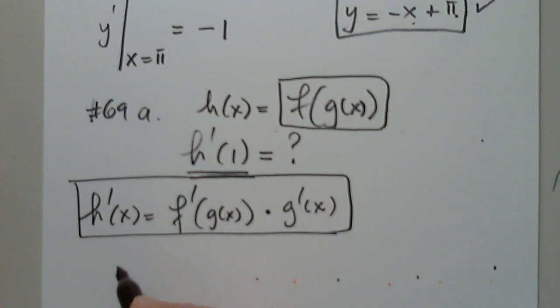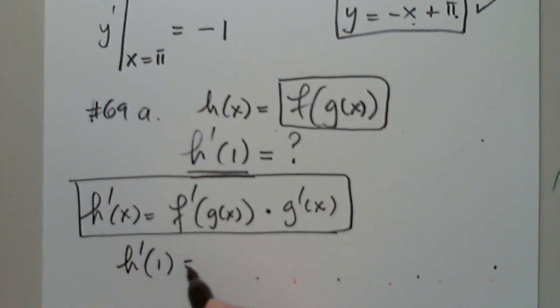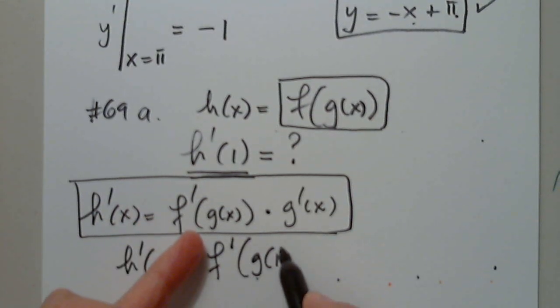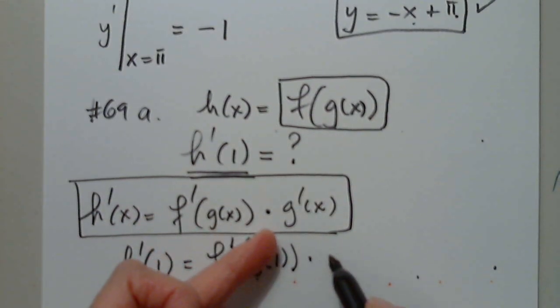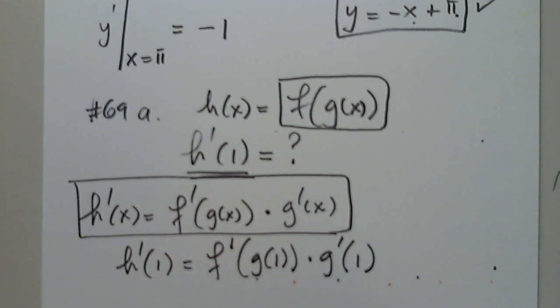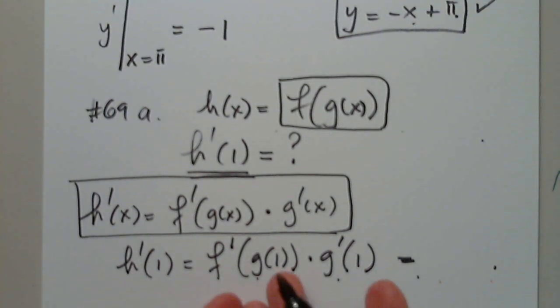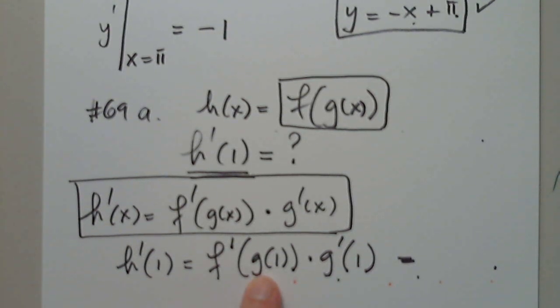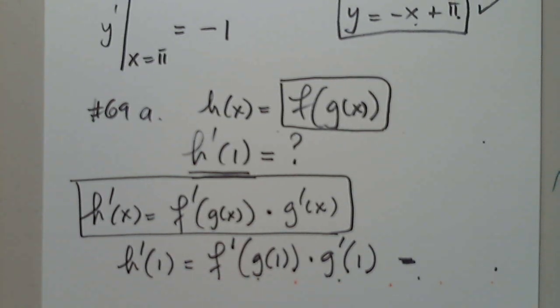So then now I can find h prime of 1, which has to be f prime of g of 1 times g prime of 1. If I'm given all these numbers, then I have the answer. If I'm not given these numbers, then I won't be able to find the answer. So I need to find g of 1. Let's look at the table. Can anyone give us g of 1? And I'll put it here.